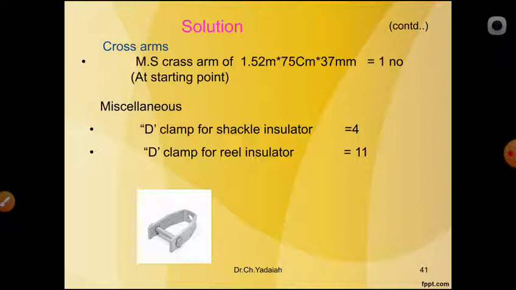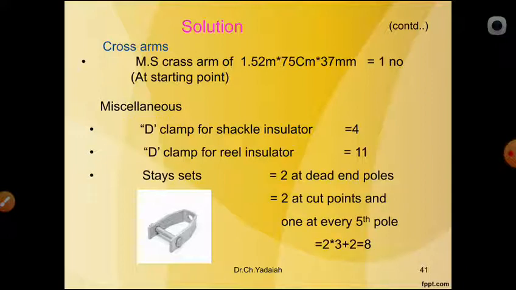Now D clamps for the reel insulators for the neutral, 11 numbers, and stay sets. Next, we are going to use the stay sets for mechanical support. Otherwise, what will happen is, if a heavy gale and wind comes, there is a possibility of the lines falling. So to avoid that, we are using the stay wires.